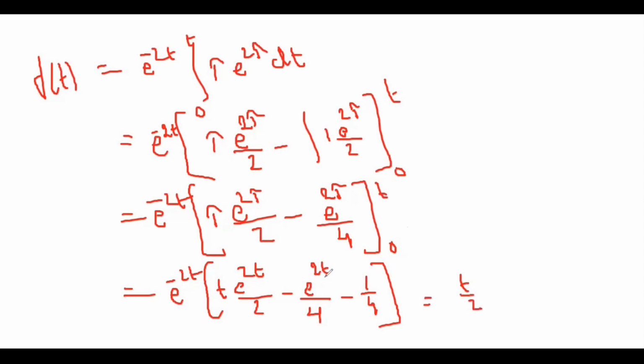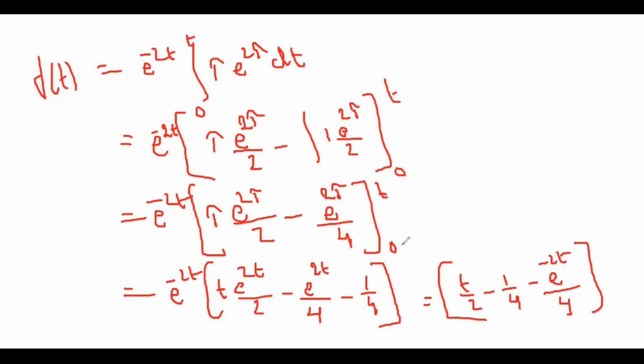And e power minus 2t is multiplied with this one, it is also 1, minus 1 by 4 minus, for this function, e power minus 2t is multiplied, e power minus 2t by 4. So the final answer is t by 2 minus 1 by 4 and minus 1 by 4 into e power minus 2t.